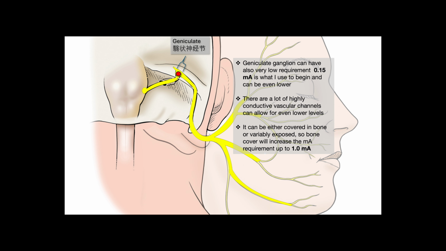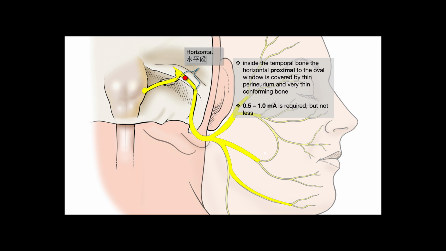Geniculate ganglion. The geniculate ganglion also responds at relatively low current levels. I typically start at 0.15 milliamps, though stimulation may occur even lower due to the presence of vascular channels that enhance conduction. If the ganglion is encased in bone, the required current may rise, occasionally reaching up to 1 milliamp when the osseous covering is thick or irregular.